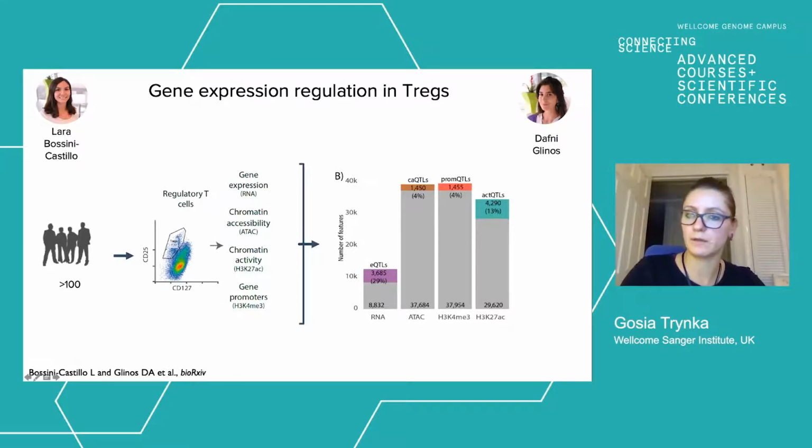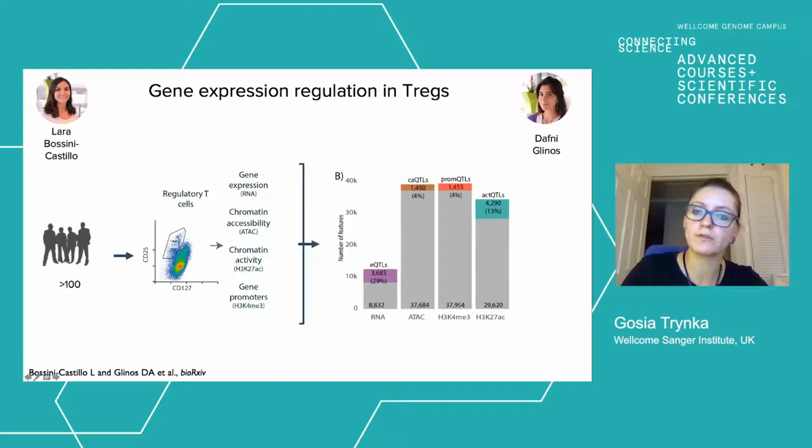Following TRex isolation, we performed a number of different functional genomic assays. We profiled gene expression, as well as chromatin activity using 3 different chromatin marks. We used ATAC-seq to map chromatin accessibility regions. We used H3K27 acetylation, which tells us about active enhancers and promoters. And then we used H3K4me3, which tells us about gene promoters. As a result, we were able to perform QTL analysis for each one of those individual assays.